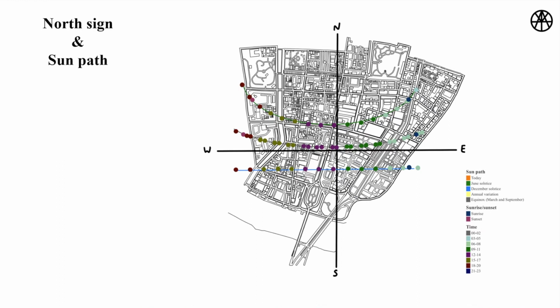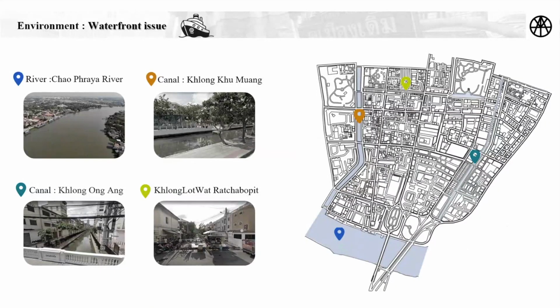And the first one is the environmental problems. This one is the part of the north side and the south part of this side. Next. So we analyze it. There is the Chao Phraya river and 3 canals at the top, the 2 sides, and at the front. Next.